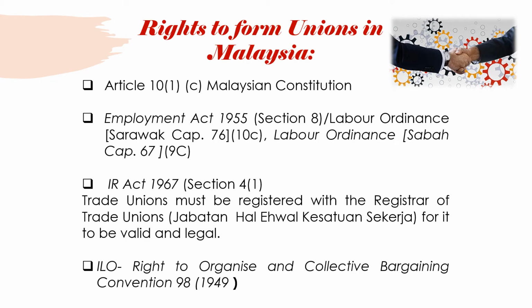The rights to form unions in Malaysia can be referred under Article 10 of the Malaysian Constitution, Employment Act 1955, Labour Ordinance Sabah, Labour Ordinance Sarawak, and also the Industrial Relations Act 1967. Trade unions must be registered with the Registrar of Trade Unions for it to be valid and legal. Apart from that, the rights to form unions in Malaysia can also be referred to the International Labour Organization, which is the ratification under the Right to Organize and Collective Bargaining Convention 98, 1949.